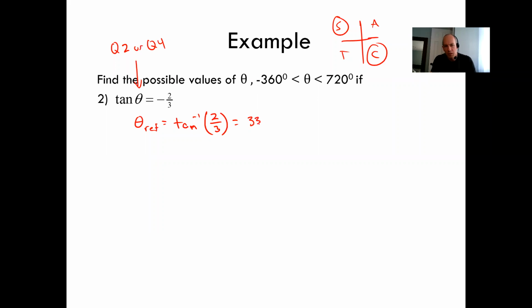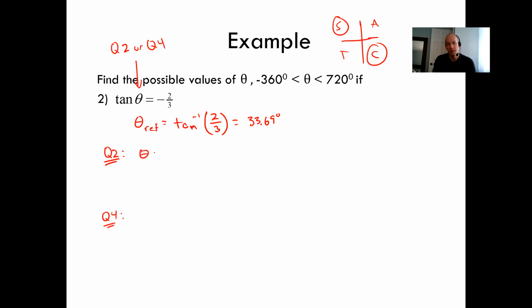Okay, so 33.69. Cool. Now we have the reference angle, but we have to split this up into a couple of scenarios. I like to do it this way: I like to do quadrant 2 and then quadrant 4, and basically just treat it like 2 separate questions from here on out.